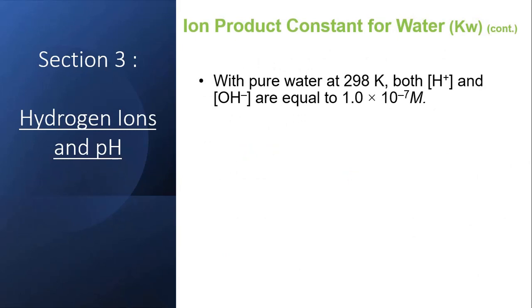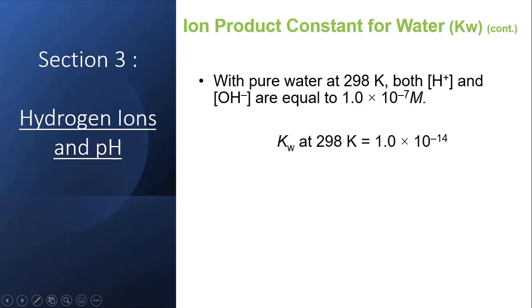With pure water at the temperature of 298 Kelvin, which is 25 degrees Celsius, the concentrations of H positive and OH negative are each equal to 1 times 10 to the power negative 7 molar. In the value here, we see that there is the number 7. So 1 times 10 to the power negative 7 molar is the concentration of both H positive and OH negative.